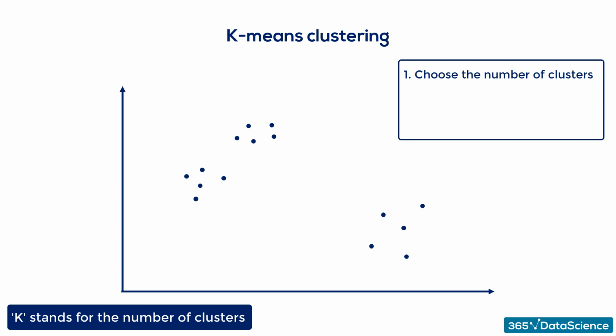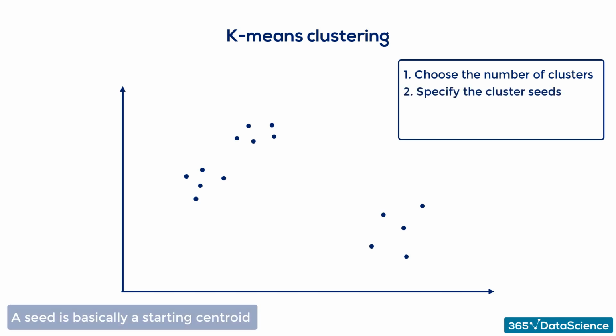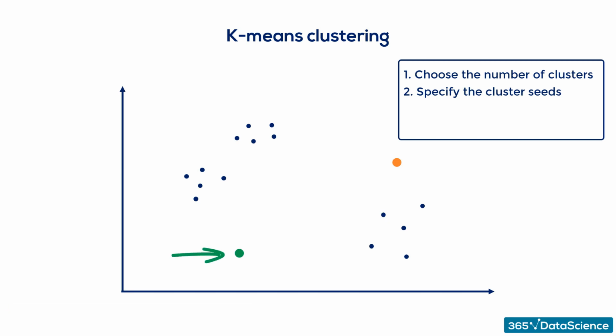The next step is to specify the cluster seeds. A seed is basically a starting centroid. It is chosen at random or is specified by the data scientist based on prior knowledge about the data. One of the clusters will be the green cluster, the other one the orange cluster, and these are the seeds.